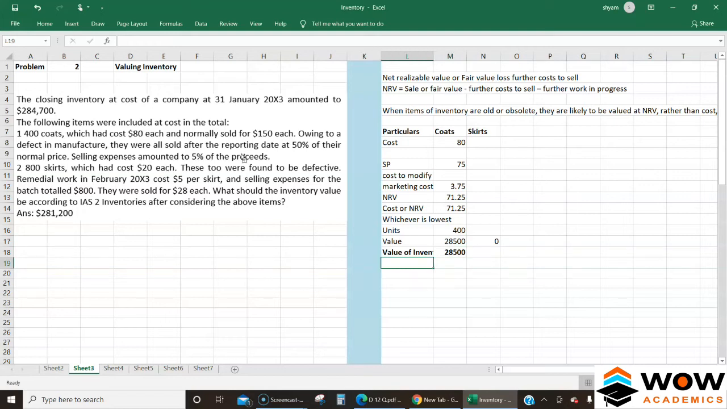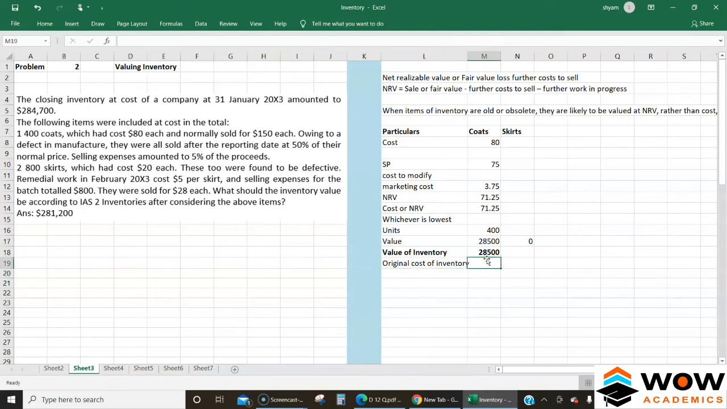Okay, we'll try to find out the original cost of the inventory. So the original cost would be 80 was the cost, and there are 400 units, so that comes to 32,000. Okay, so we'll just have it as that.